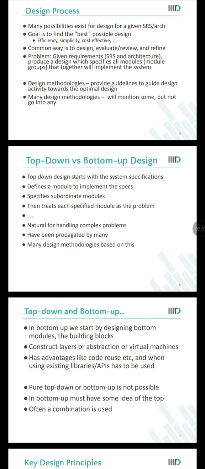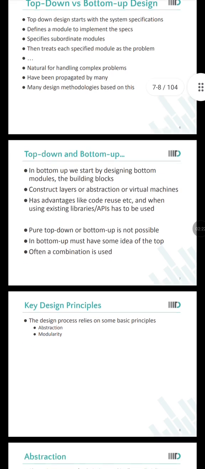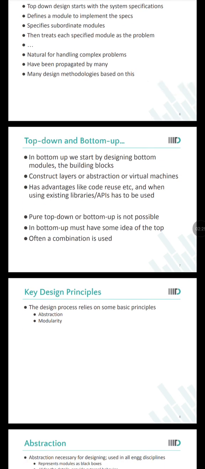The design process can be top down versus bottom up. Top down means it starts with the system specification, and we define the modules to implement that specification, and then the subordinate modules. We treat each specified module as a problem and start implementing. The bottom up approach is where we start with the core building blocks, and then build the other necessary aspects. Mainly, we'll start with the back end and then create the front end, or we'll start with the core functionalities and then add the extended functionalities.